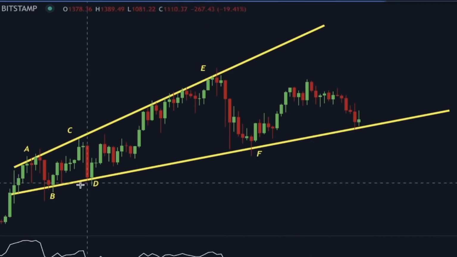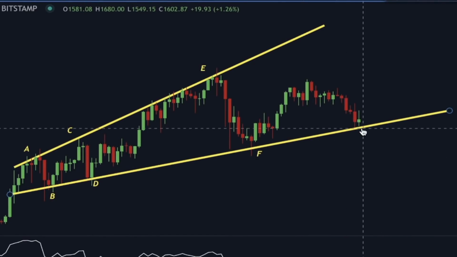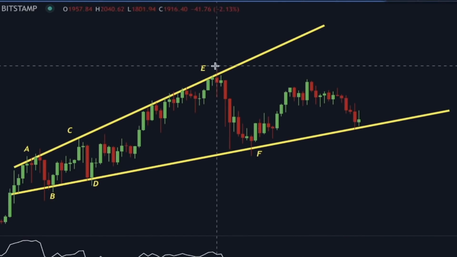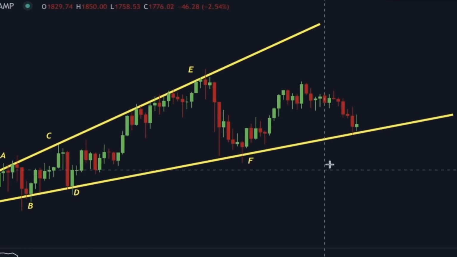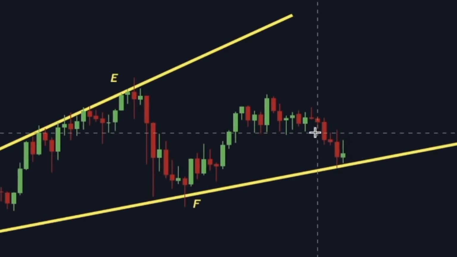But now, as long as the lower line is going to hold the price, another interesting scenario could also be forming around this area, and that could be seen in this example here.